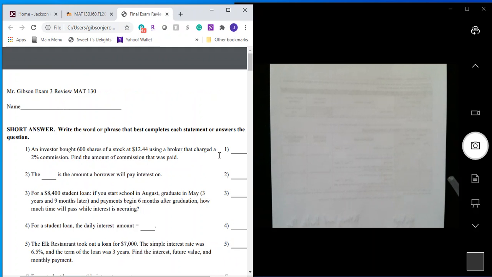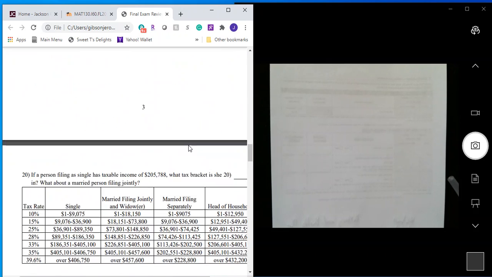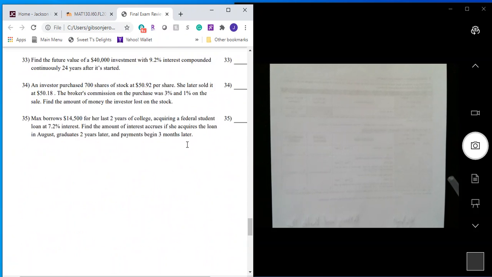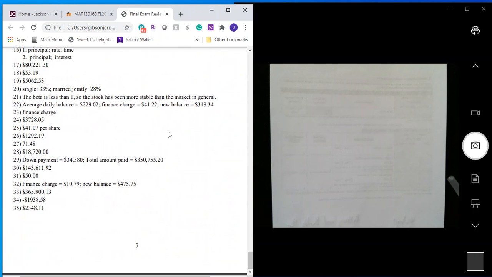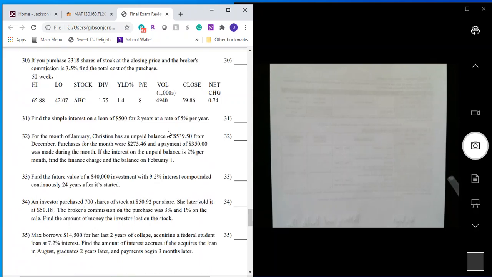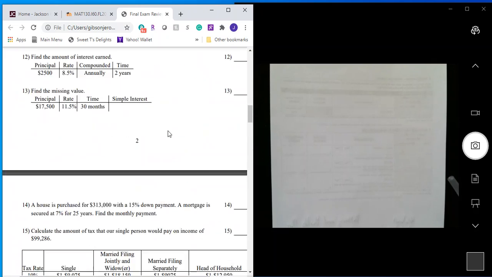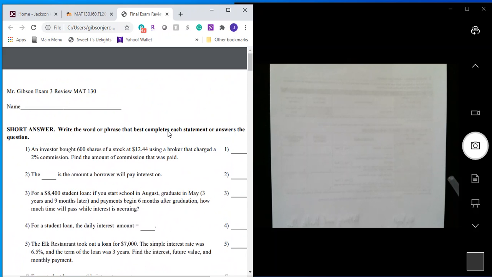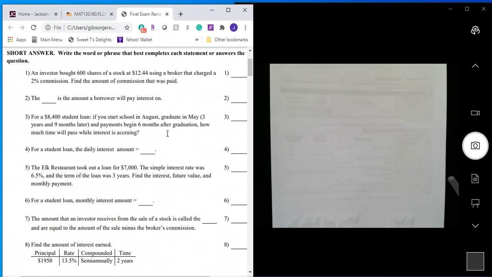Now, one thing I want to say is with all of the reviews, at the very end, it has the answer key. So that's with all of the reviews. So you could try it on your own and then see if you get the right answer. If you don't, you could always come back and ask me any questions on these reviews.